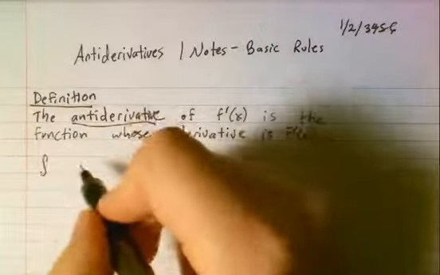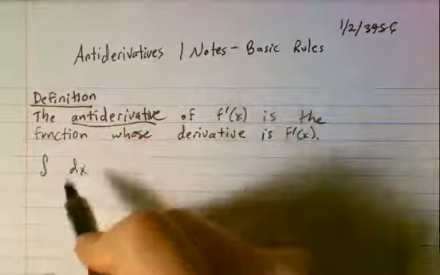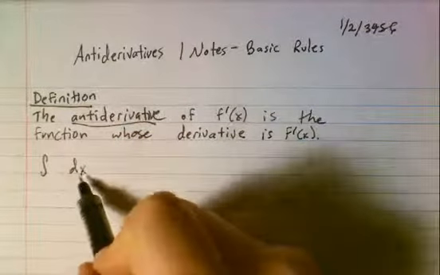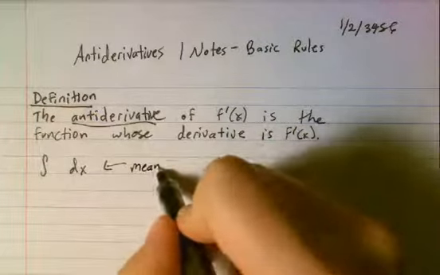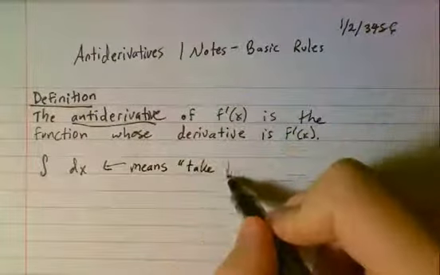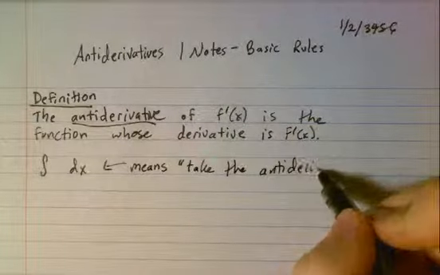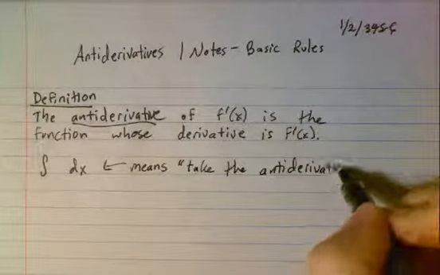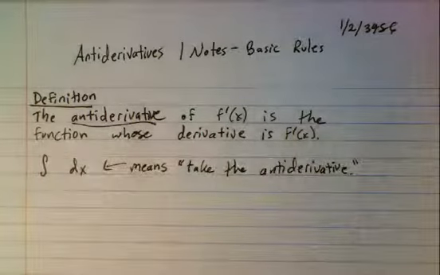This symbol right here, it's always paired with a dx or a dt or some variable. It means take the antiderivative. So let's give an example.